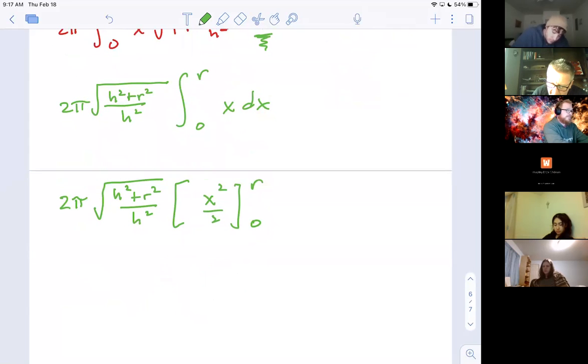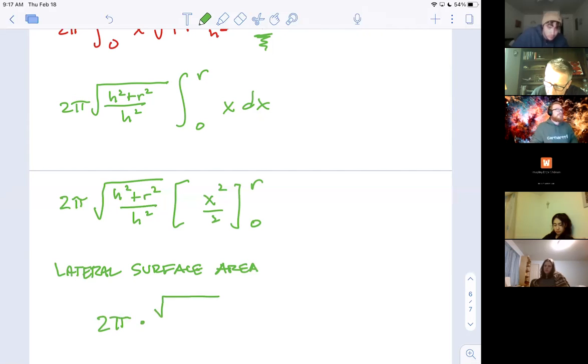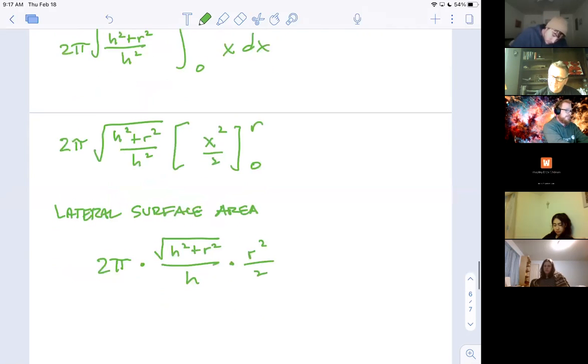So that means my lateral surface area. If you say lateral, you're just saying, hey, I'm not worried about the bottom. Lateral is like sides. Lateral in football is like throwing the ball sideways to somebody. So the lateral area then is just 2 times pi times the square root of h squared plus r squared, which I can't square root, but I can square root the bottom. The square root of h squared is h. And then r plugged in there gives me r squared. 0 plugged in gives me 0.